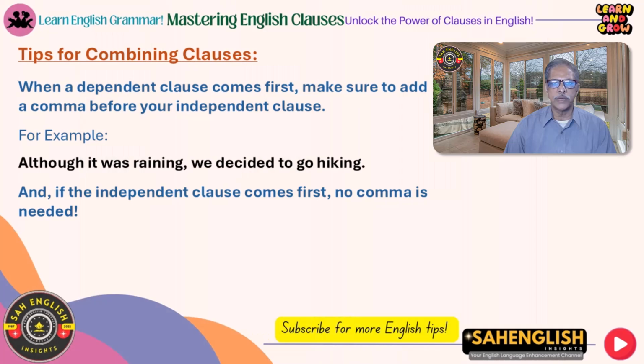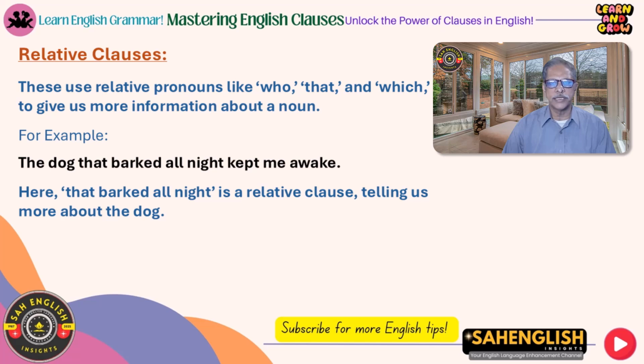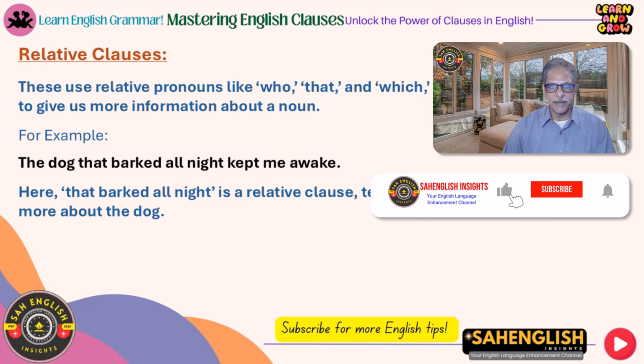All right, quick tip time. If you want to combine clauses like a pro, don't forget your punctuation. When a dependent clause comes first, make sure to add a comma before your independent clause. Although it was raining, we decided to go hiking. And if the independent clause comes first, no comma is needed. Also, don't be afraid to mix things up. Using a variety of sentence structures will make your writing more interesting and dynamic.